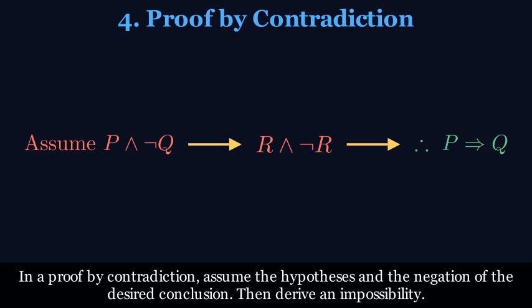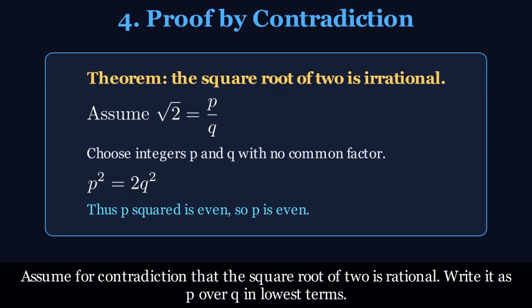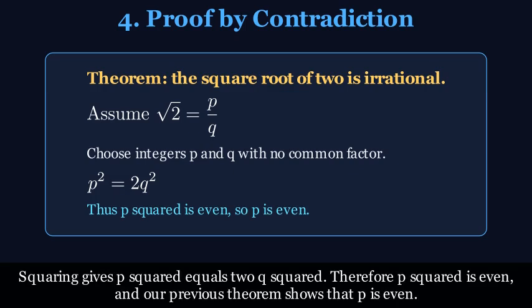In a proof by contradiction, assume the hypotheses and the negation of the desired conclusion. Then derive an impossibility. The contradiction must be a genuine logical conflict, not merely an outcome you find aesthetically disappointing. Assume for contradiction that the square root of 2 is rational. Write it as p over q in lowest terms. Squaring gives p squared equals 2q squared. Therefore p squared is even.